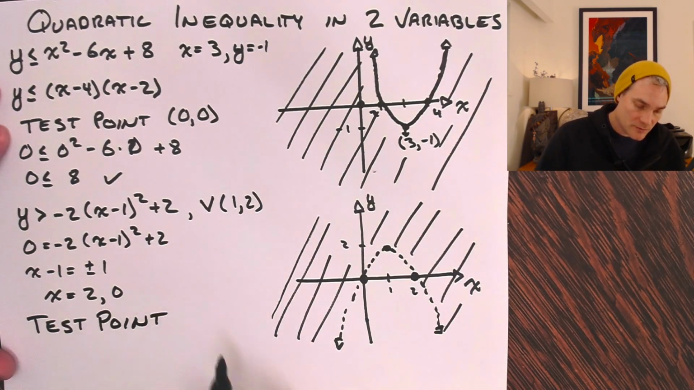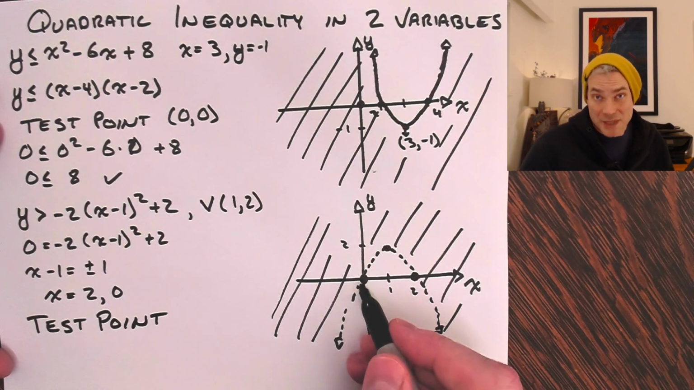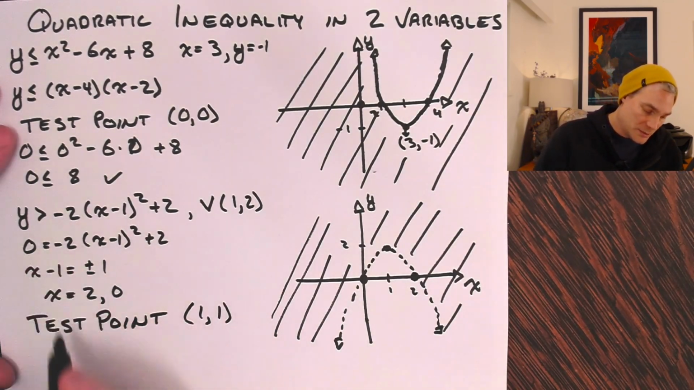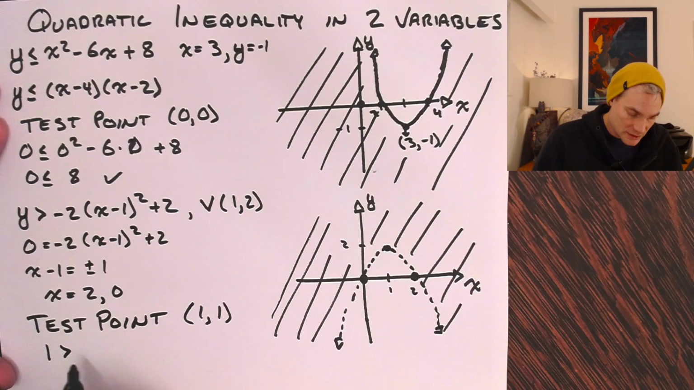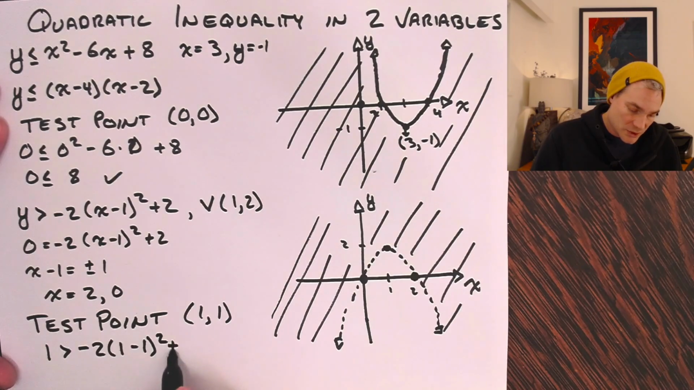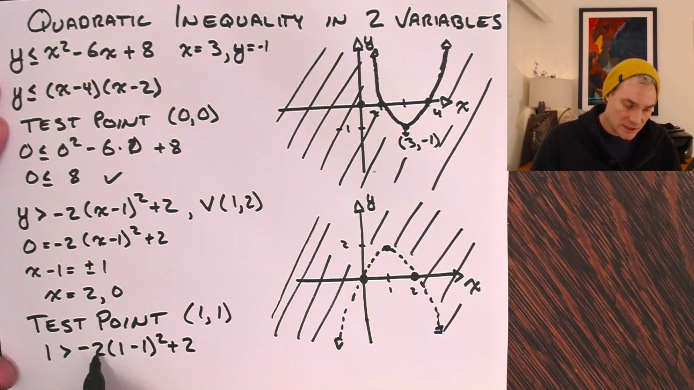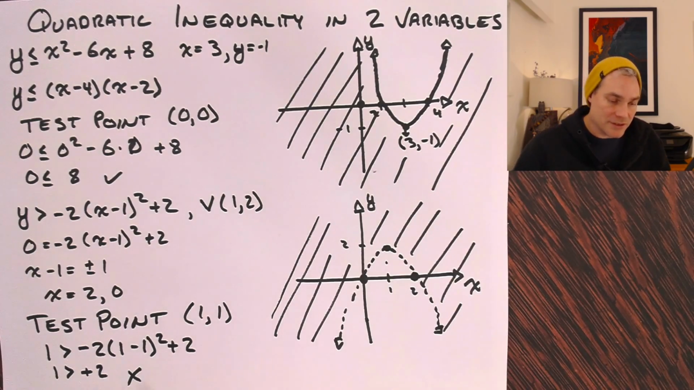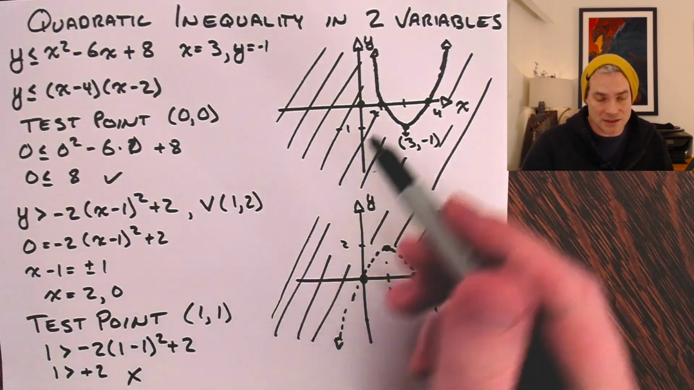Now, 0, 0 is on the line, so it's not the best test point. One of the other best ones is 1, 1. So we go up here, we put 1, 1 in there. We have 1 is greater than negative 2 times 1 minus 1 squared plus 2. That's 0. So negative 2 times 0 is 0. So we have 1 is greater than positive 2. That's not true, but 1, 1 is not in our solution set, so we know that this is good. So that's how you graph inequalities in two variables and how you find the solution set. The solution set is a two-dimensional space.